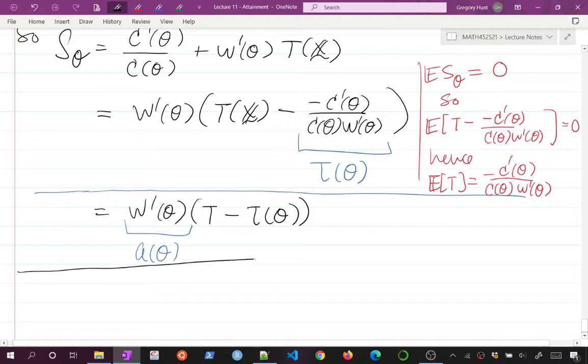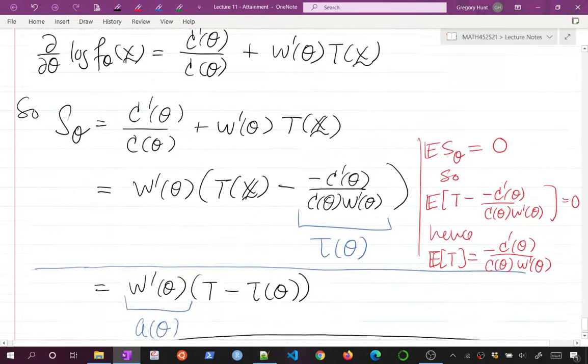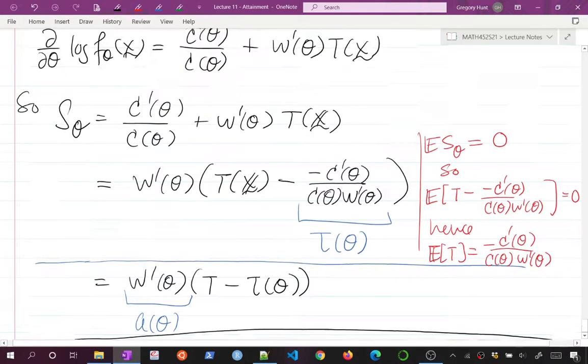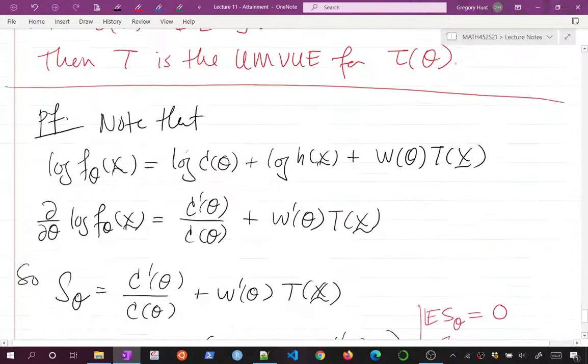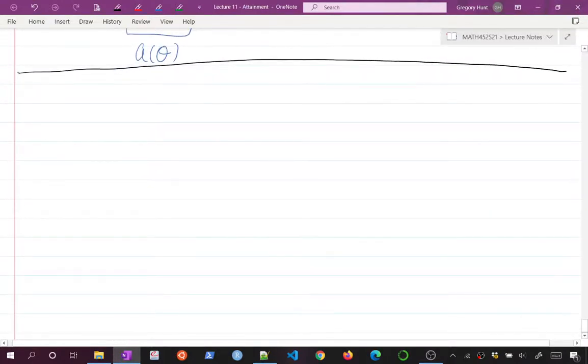If you wanted to do this more methodically, you would stop at this blue line here and say, okay, S is this. Therefore, the expected value of T is this mess. We're calling that tau of theta, and so therefore we can do the factorization. So we're good. That is it on the Cramér-Rao lower bounds. If you hated that, that's pretty much it.